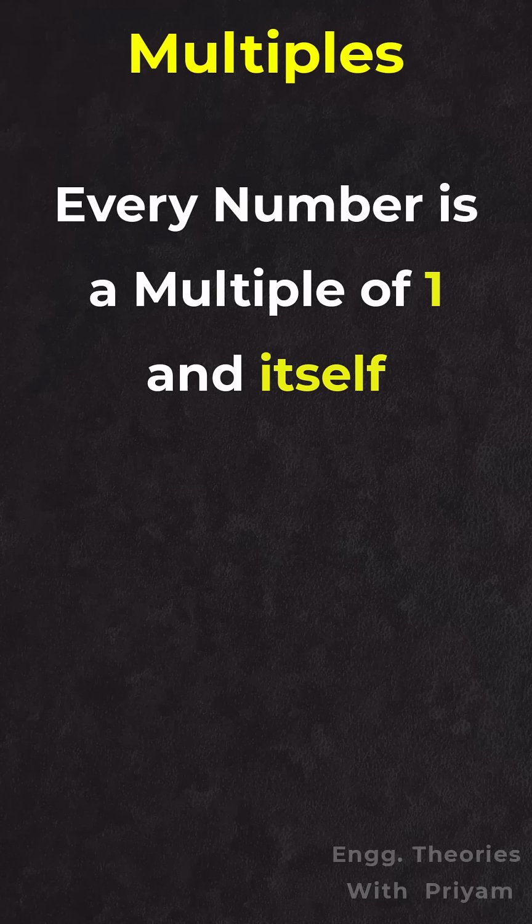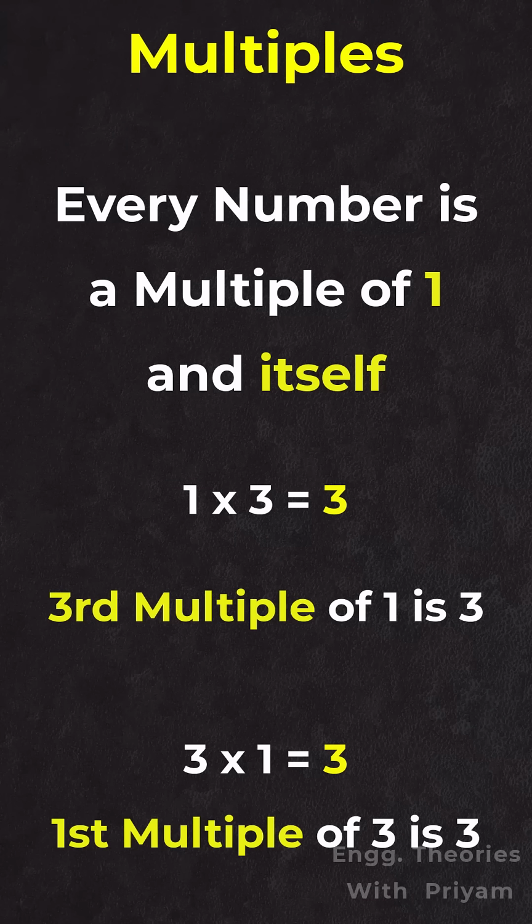Every number is a multiple of 1 and itself. For example, 3 is a multiple of 1. 3 times 1 is 3.